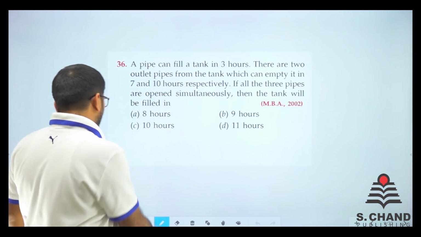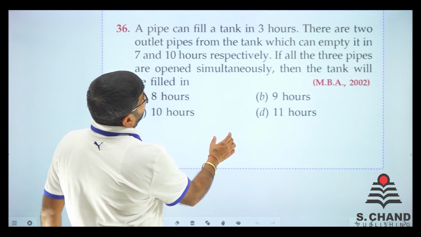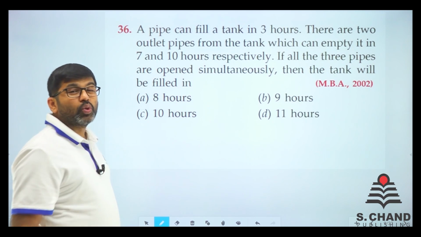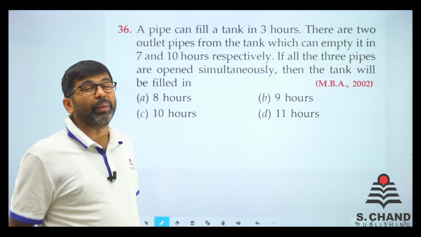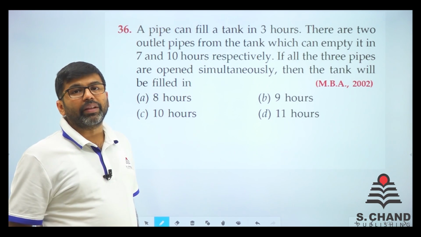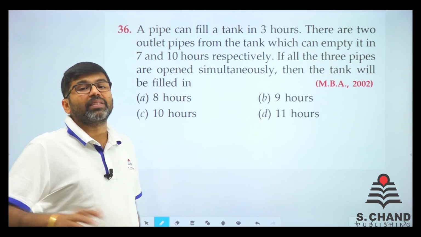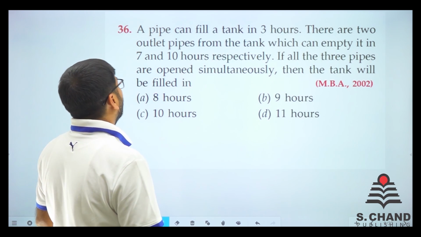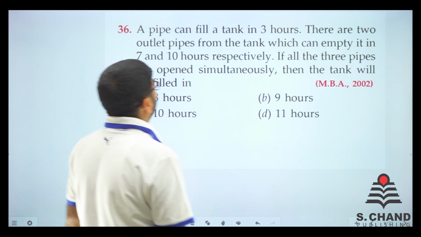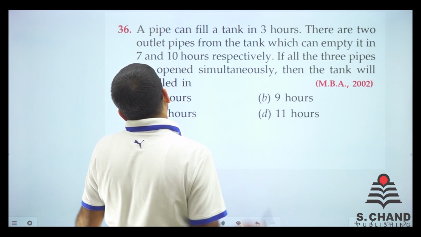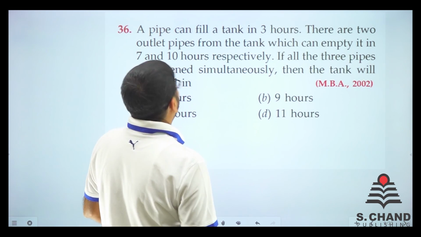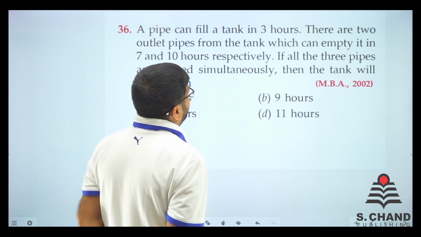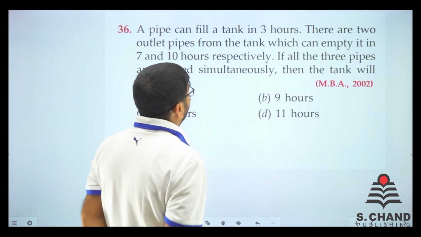Here we go, MBA 2002, question number 36. Let's see what it says. Do it very easily and simply. Don't do a big thing. Just do simple things. A pipe can fill a tank in 3 hours. There are 2 outlet pipes from the tank which can empty it in 7 and 10 hours respectively. If all the 3 pipes are opened simultaneously, the tank will be filled in how many hours?